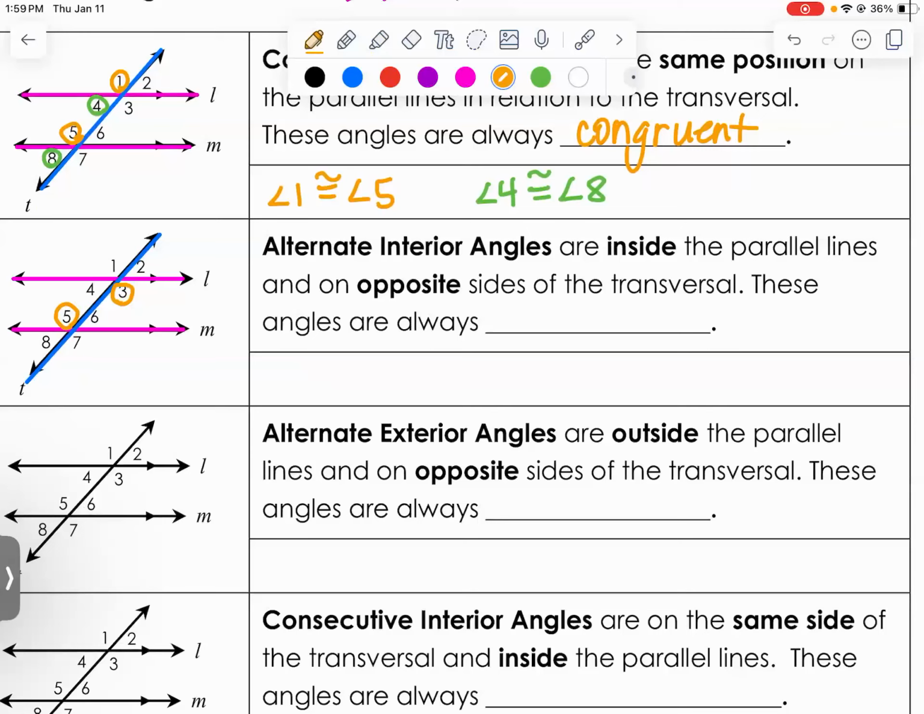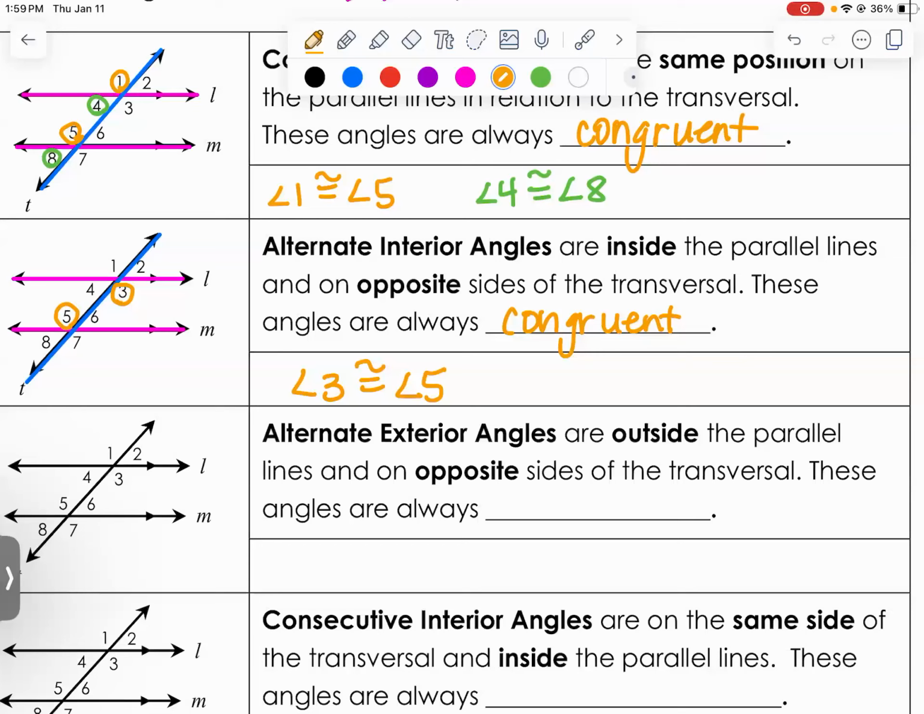On your patty paper, okay, we know it matches 5. Does it match 3? Yeah. Try it. Make sure. Don't just assume. You know what happens when you assume. Are they the same? Yes. Alternate interior angles are congruent. So we know that angle 3 and angle 5 are congruent because they're alternate interior angles.